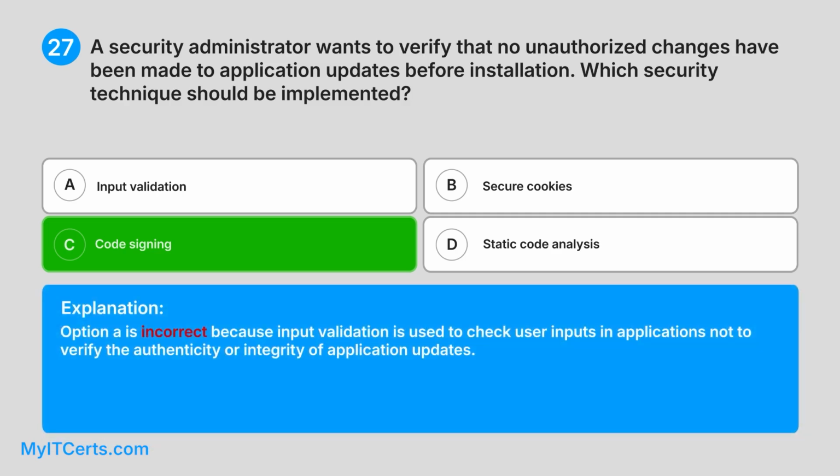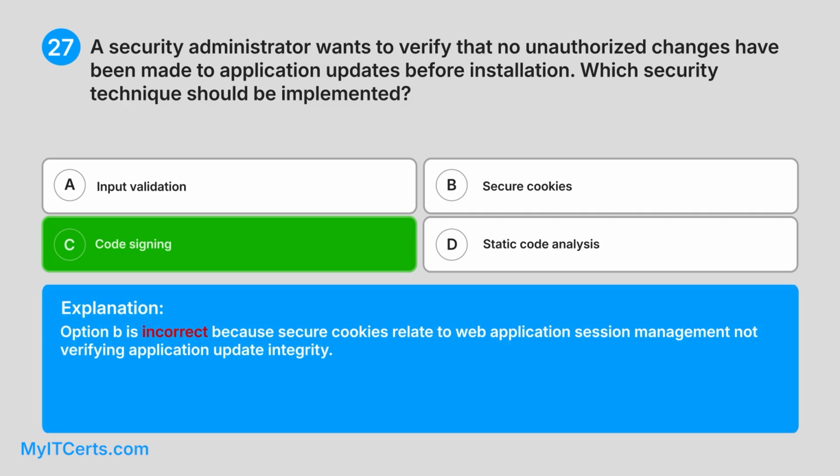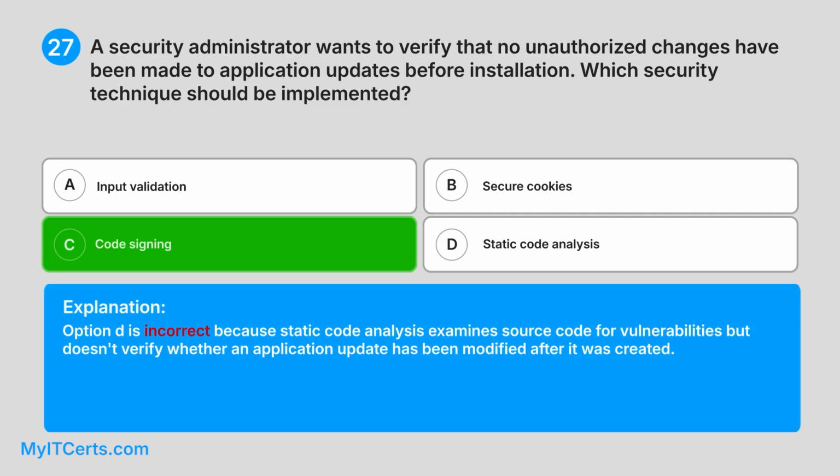Option A is incorrect because input validation is used to check user inputs in applications, not to verify the authenticity or integrity of application updates. Option B is incorrect because secure cookies relate to web application session management, not verifying application update integrity. Option D is incorrect because static code analysis examines source code for vulnerabilities, but doesn't verify whether an application update has been modified after it was created.